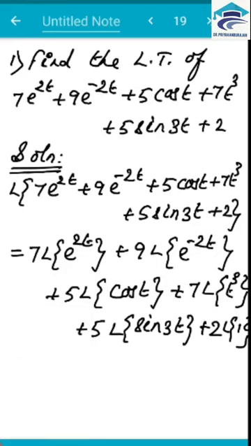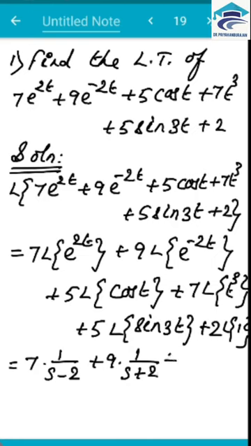Now let us apply the formula one by one. 7 into, so what is the e power at formula? It is 1 by s minus a. So instead of a you have 2 here. So this is 7 into 1 by s minus 2, plus 9 into, so here you have minus 2. So it is 1 by s plus 2, plus 5 into, so what is the cos formula? It is s by s squared plus a squared. So instead of a you have 1 here. So it is s by s squared plus 1 squared.